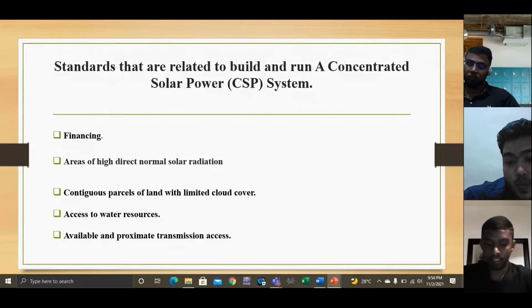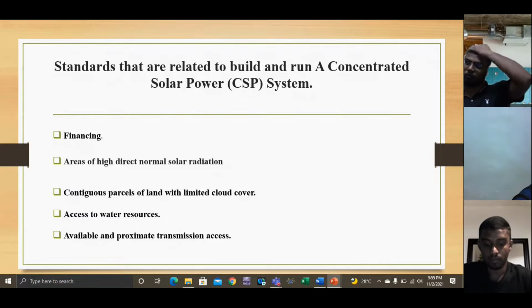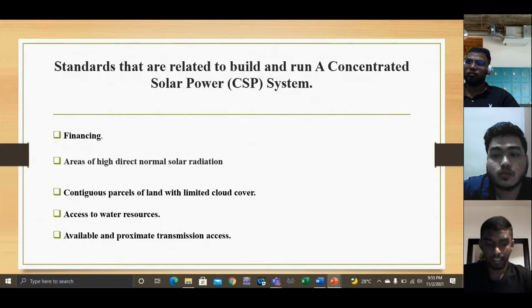The 2008 economic crisis severely restricted the private sector capital that is typically used to finance renewable energy projects. Commercial banks today don't simply have enough appetite for long-term and low-interest debt to finance construction for every project in the queue. Second, area of high direct normal solar radiation.